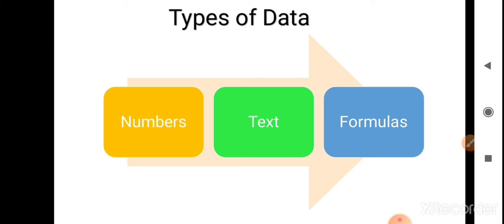Numbers means whatever numbers you are putting. Suppose you are putting the value 20 plus 40. If you are doing the addition, the sum, you will get the answer 60. So you are entering numbers, you are entering text, and you are entering formulas.